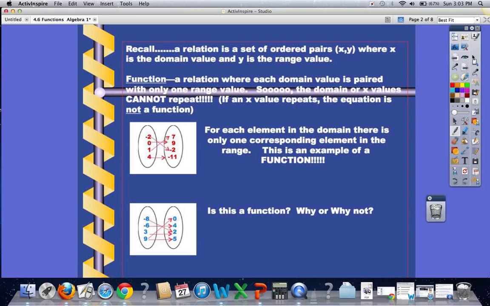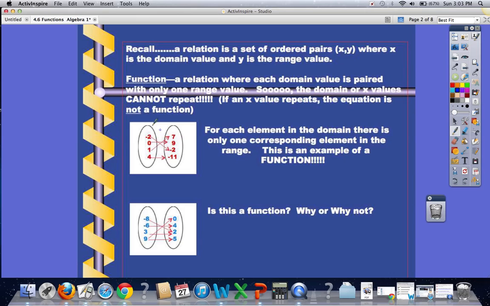A function is a relationship where each domain value is paired with only, and only, I mean only, one range value. So, the domain or x values cannot repeat in order to be a function. They cannot repeat. So if an x value repeats, the equation is not a function. It's still a relation, but it's just not a function. All right, so for each element in the domain, there is only one corresponding element.